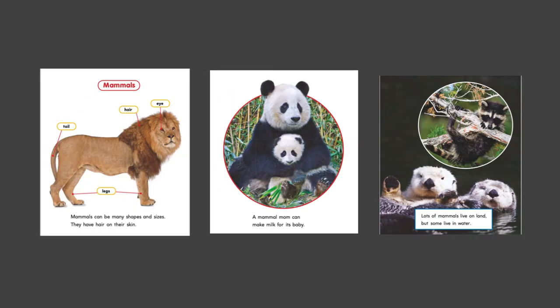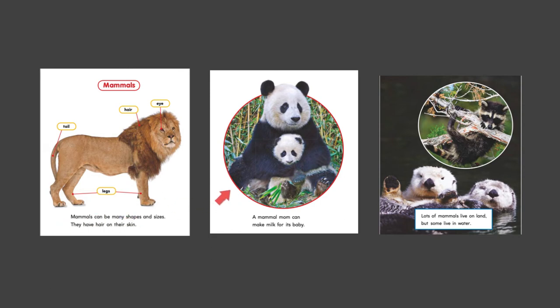Next, let's take a look at some pages from Animal Groups that teach us about mammals. Here I see a photograph of a mammal. It's a lion. The labels name parts of the picture. We see an eye, hair, a tail, and legs. It says, mammals can be many shapes and sizes. They have hair on their skin.